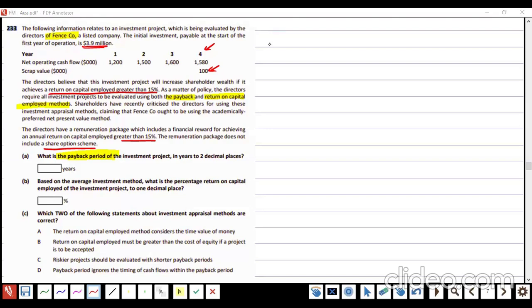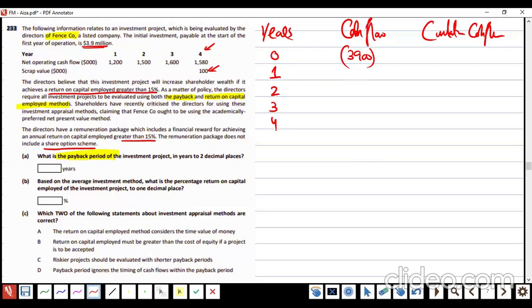Okay. The first requirement is payback. If you remember, the format we use for payback is years, cash flow, cumulative cash flow. These three columns, right? When we are investing, it's known as year zero. Year one, two, three, four. Cash flow: first 3,900 was there. We got a return of 1,200 in the first year. We are left with 2,700, still negative.